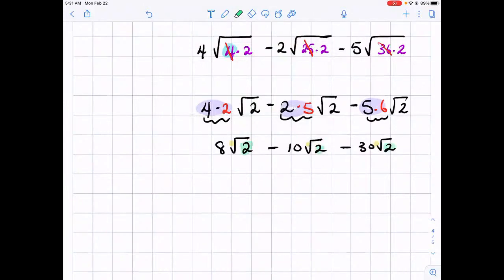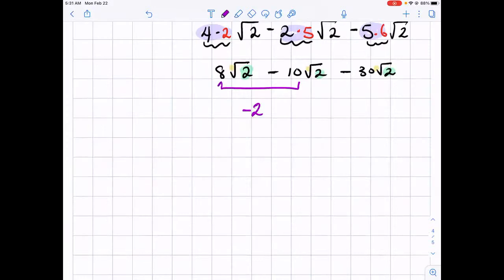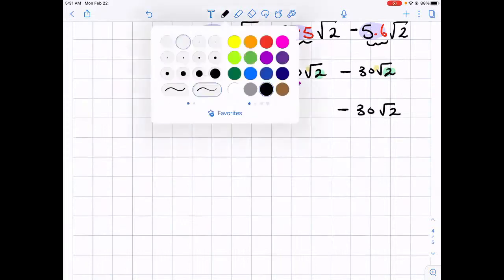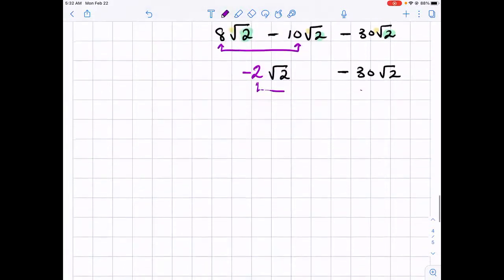So all I have to do is look at my coefficients now. 8 minus 10, and that becomes minus 2. All I look at is the coefficient. So minus 2 radical 2, and then we bring down the minus 30 radical 2. And then once again, I look at my coefficients, because I know the index are already the same.